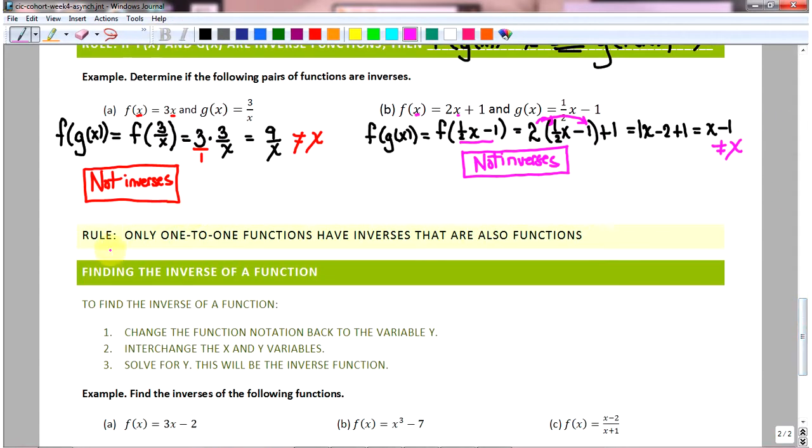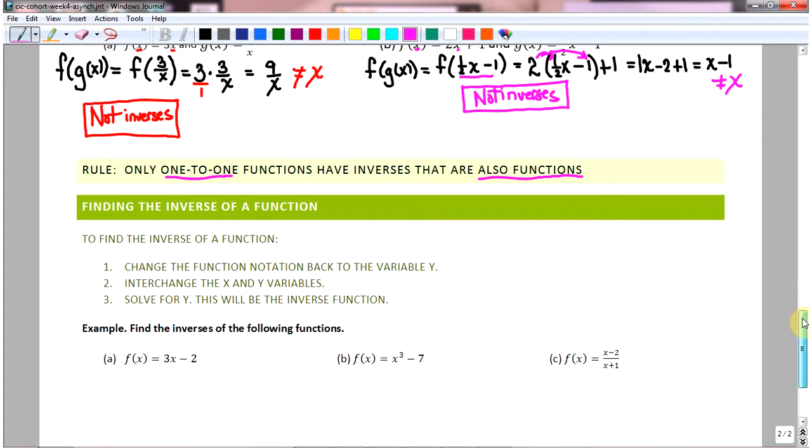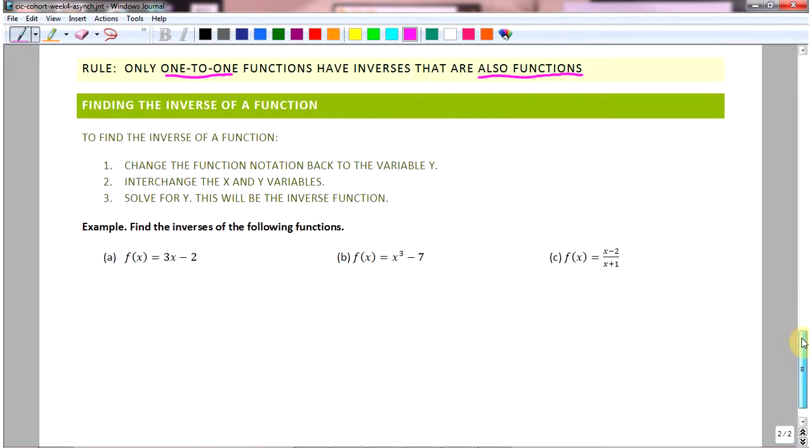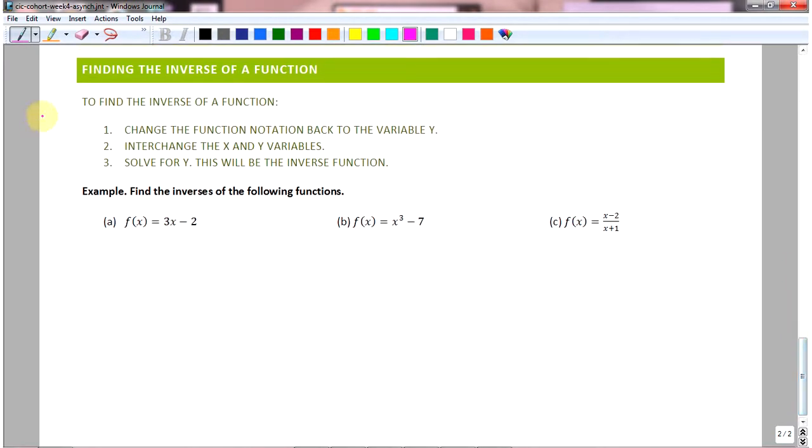Okay, and a rule to keep in mind is that only one-to-one functions have inverses that are also functions. If a function is not one-to-one, then the inverse will not be a function. It'll fail the vertical line test. So the last thing that we want to look at today is how to find the inverse of a function.